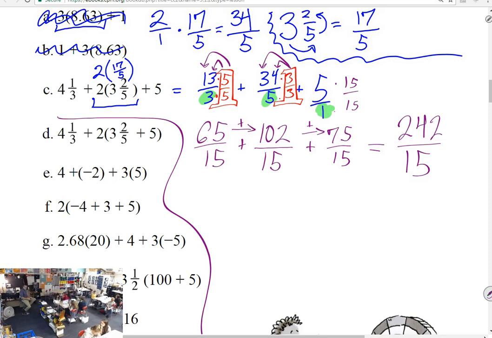That was probably the hardest problem on here. So please make sure that you're aware common denominators are needed for addition or subtraction, and then we keep that common denominator.